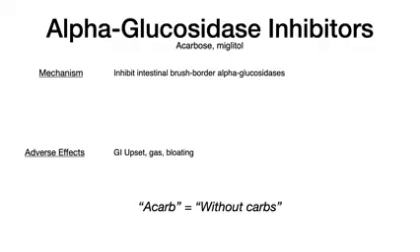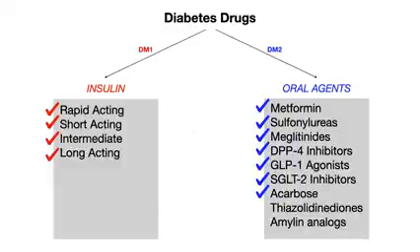So that's how I remember alpha glucosidase inhibitors. Again, the big one is acarbose. So here is where we are so far. You guys are making awesome progress.